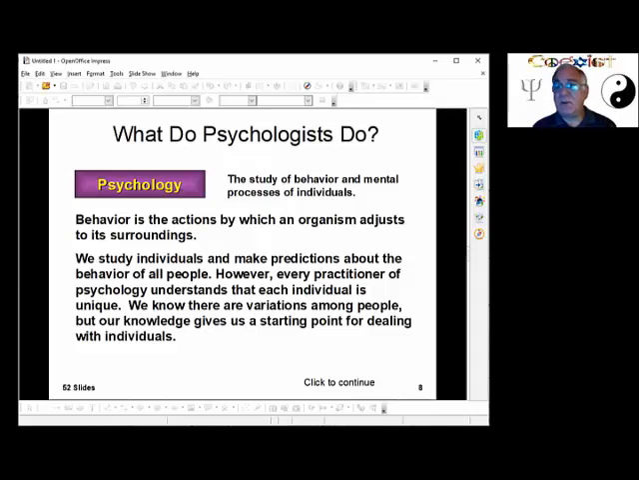We study individuals, although social psychologists study groups of people to see how the individual works within the group, and we make predictions about the behavior of all kinds of people. Now, a lot of students see that very narrowly. If I study Tanner, really see everything about Tanner, and I know everything about Tanner, can I then predict how somebody else is going to act by knowing how Tanner acts?